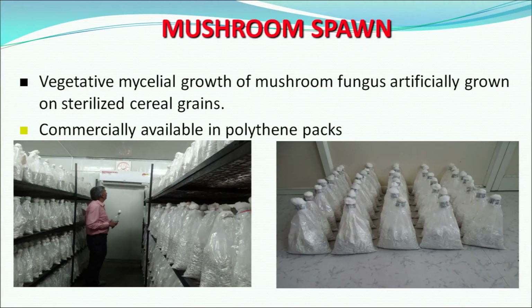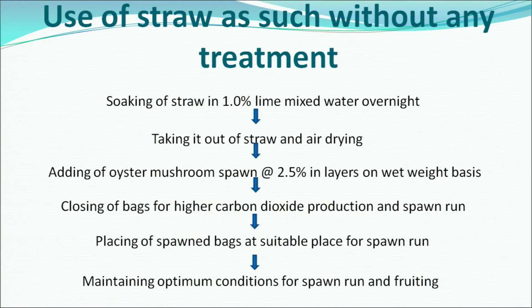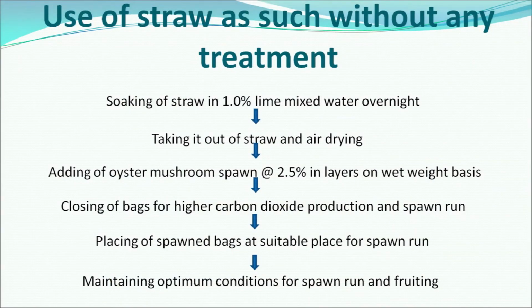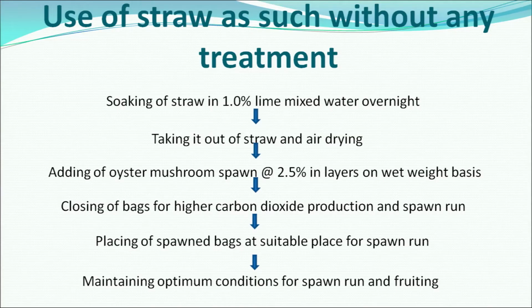So, as I have told, mushroom spawn is the vegetative mycelial growth of mushroom fungus artificially grown on sterilized cereal grains, and commercially it is available in polypropylene packs of 1 kg or half kg. Then there is the use of straw as such, because there are different methods of preparing substrate. As such means we do not require any chemical or any heat treatment. Here we simply soak the straw in 1% lime mixed water. Lime is added just to increase the pH value, and then we take it out and drain the excess water.